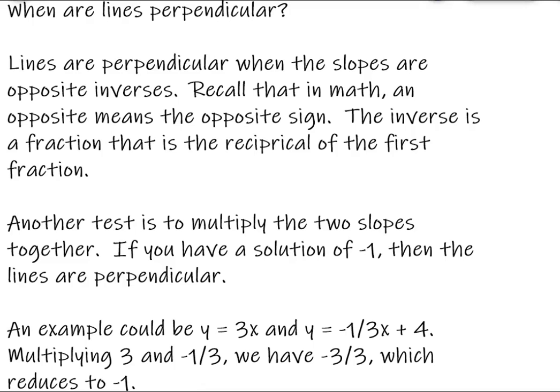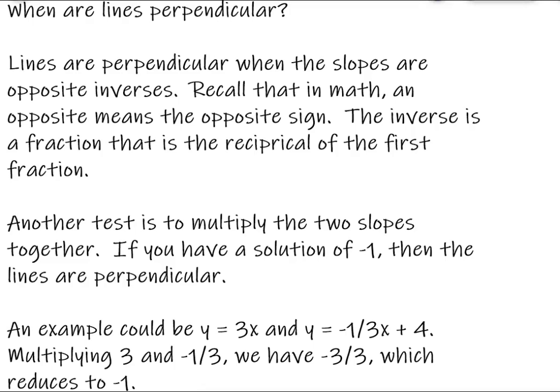Similarly, we are going to take a look at when lines are perpendicular. They're perpendicular when the slopes are opposite inverses. Opposite means the opposite sign, so it's the same number but with the opposite sign. The inverse is a fraction that's been flipped on its head. It's a reciprocal fraction.